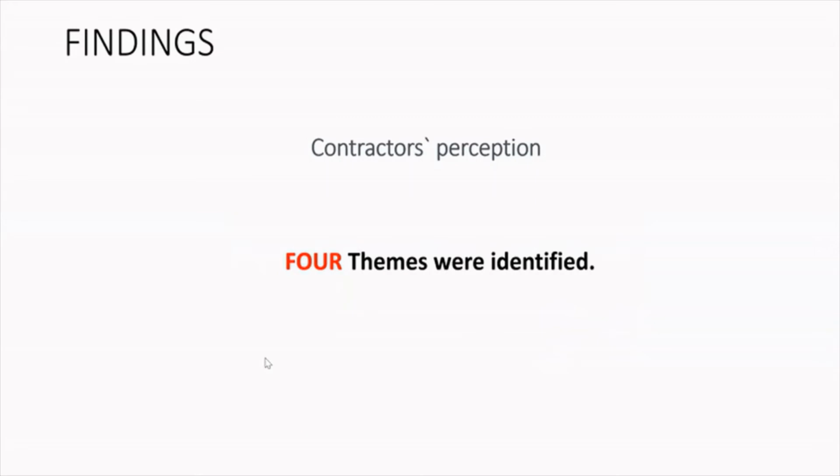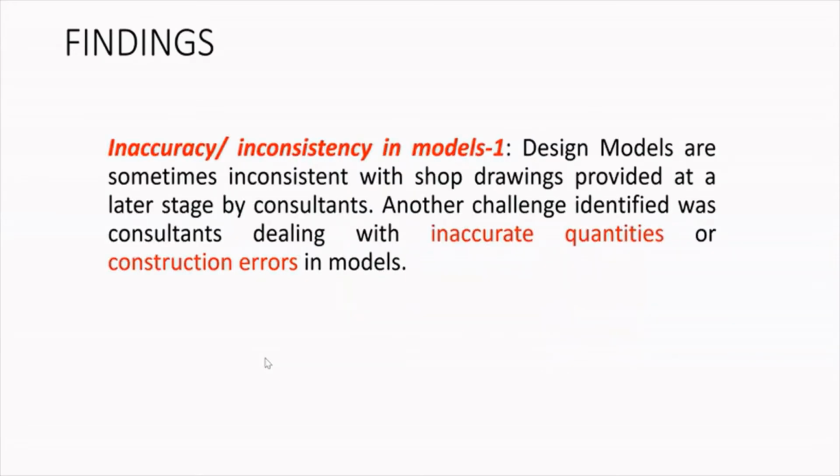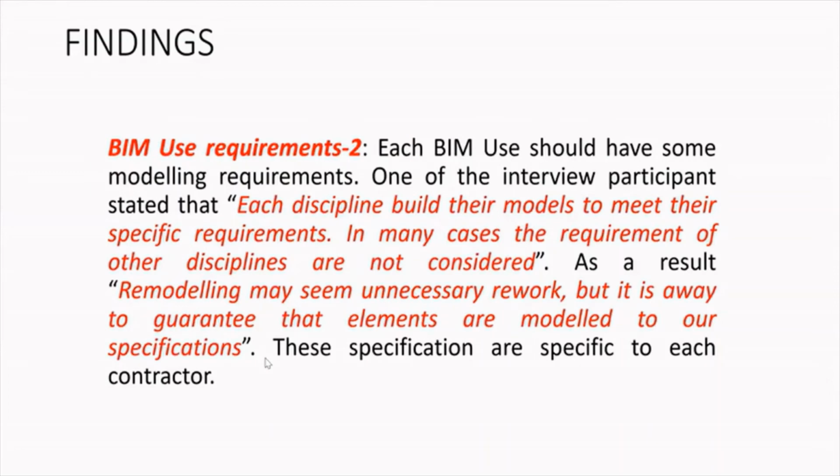The first one: some of the participants mentioned that there are inaccuracies and inconsistencies in the models from the consultants. Sometimes there are inaccurate quantities or construction errors in the model, so they have to just remodel it. And something that will shock you is how much percent of remodeling is usually done. We'll find that out in a couple of minutes.